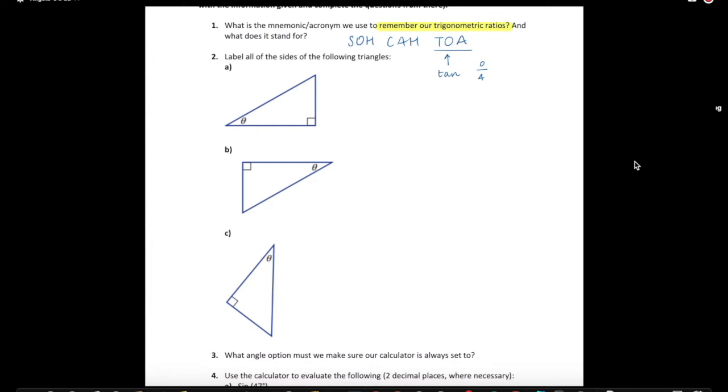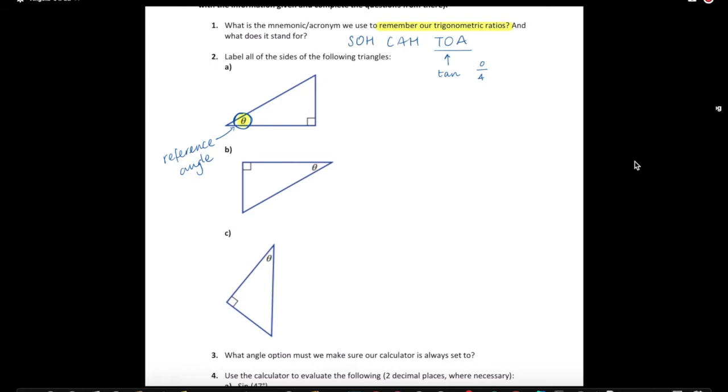So the first thing in question 2 we're asked to do is label all of the sides of the following triangles. So the first thing here is you need to take care and notice where the reference angle is, and I've just circled that in blue, but I might highlight it as well. That theta there represents our reference angle. And the reason that that's really important is because your reference angle will determine where your opposite and your adjacent are.